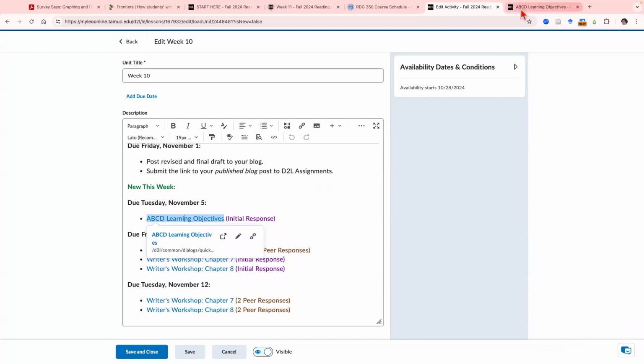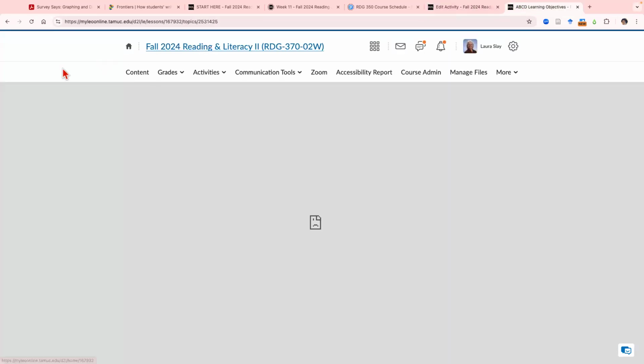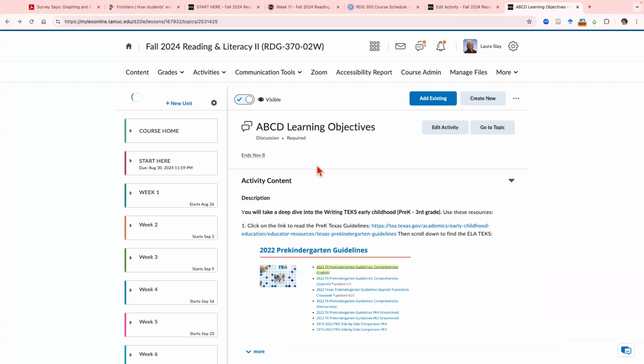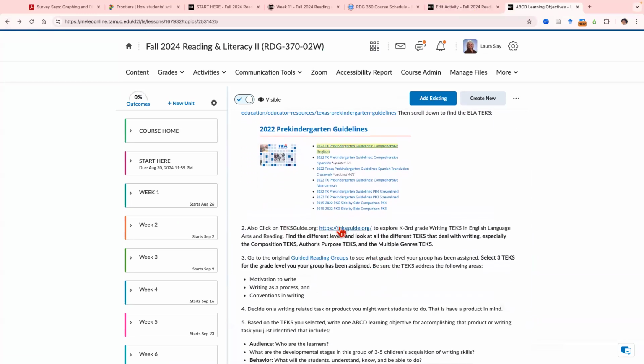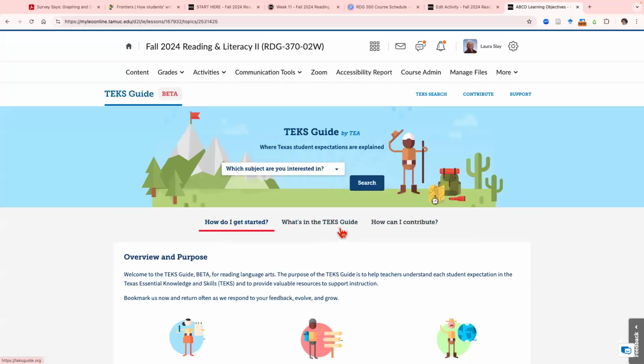Let's get back to the discussion. Number 2, let me open this up a little bit more. You're also going to click on TEKS Guide. That one works. That's the one that I am more familiar with. And of course, you do know that the pre-K TEKS are different than the K through 12 TEKS, because students have different needs at pre-K, and they're very much at these emergent developmental stages.